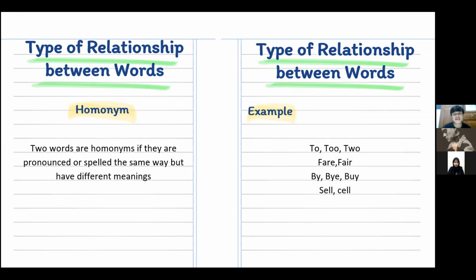Okay, the next one is homonym. Two words are homonyms if they are pronounced or spelled the same way but have different meanings, like two and two, fair and fair, buy and buy, sell and sell.